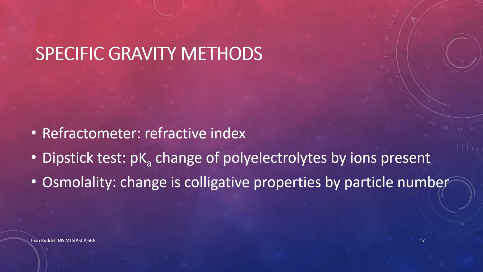Polyelectrolyte ionizes, releasing hydrogen ions in proportion to the number of ions in the urine. When there are more hydrogen ions released in the reagent pad, it decreases the pH. The bromothymol blue indicator changes from blue to green to yellow as the specific gravity is higher.